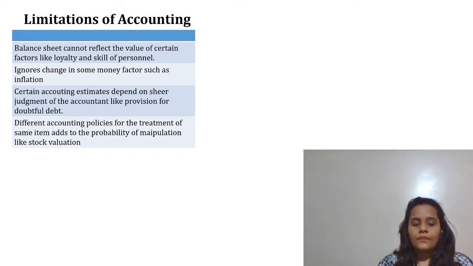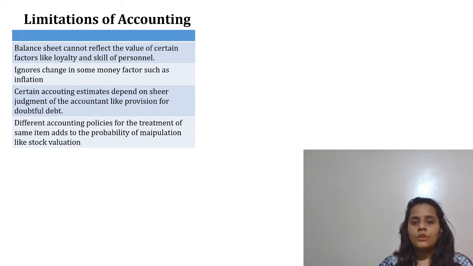Next, there's a concept called provision for doubtful debt. Say you have a debtor who owes you money, due in the upcoming 3 months, but you know that the debtor will not pay you the money. So we make a provision for that amount. Now, this is a judgment call. The debtor may or may not pay. You have to decide it basis the given data.